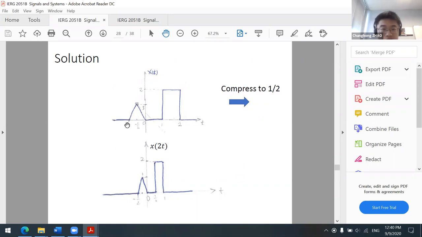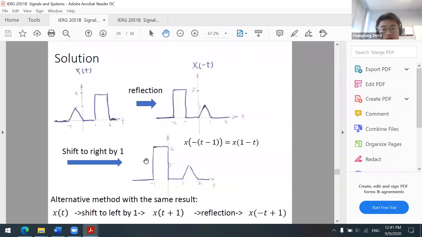So the triangle from minus 1 to 0, we compress it, it starts at minus 1/2 to 0. From 1 to 2, the square, we compress it from 1/2 to 1. Again, the compression only occurs in the horizontal direction along time t. But if you look at the values in the vertical direction, it does not change. So the peak of the triangle is 1, it's still 1. The top of the square is 2, it's still 2. So along the vertical axis, the value does not change.